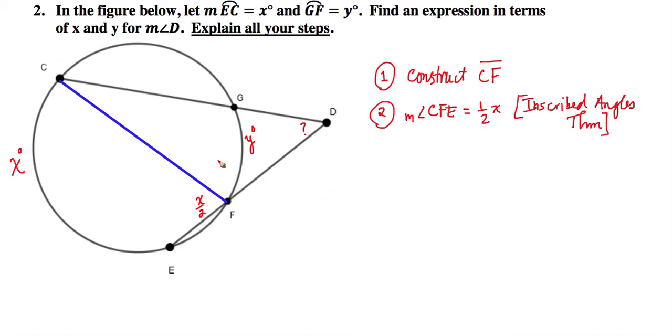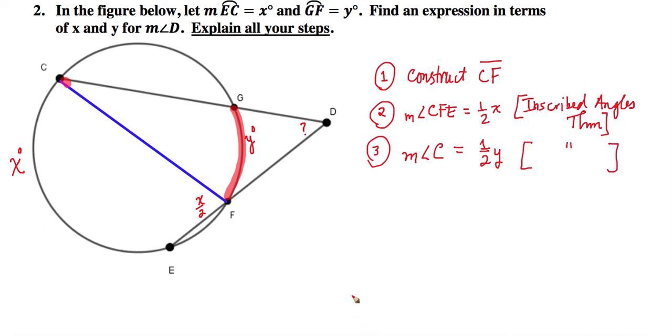And similarly, we can see that this arc right here, arc GF, is intercepted by this angle here. So we know that angle C is 1/2 of y, really for the same reason. So the measure of angle C is equal to 1/2 of y. Same reason as what we had above.